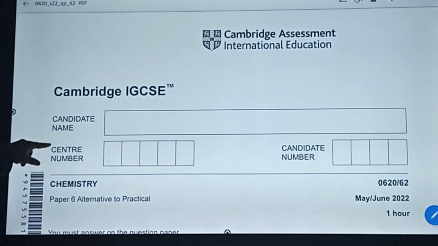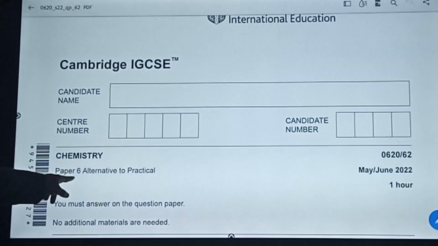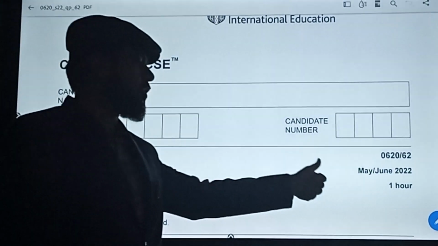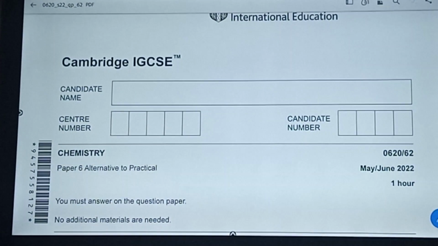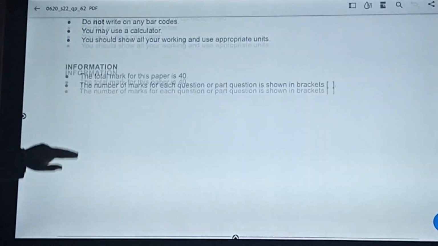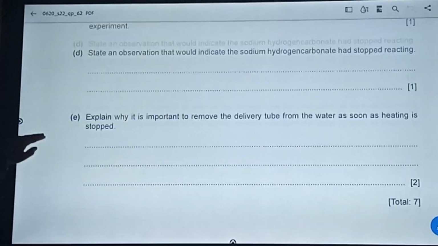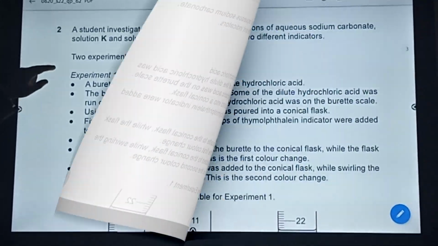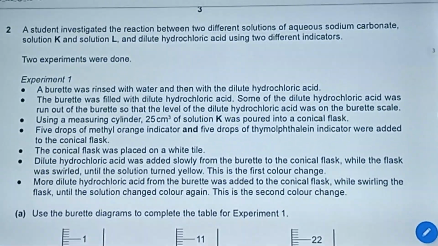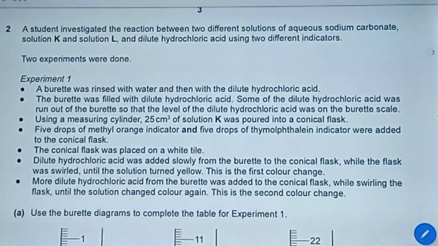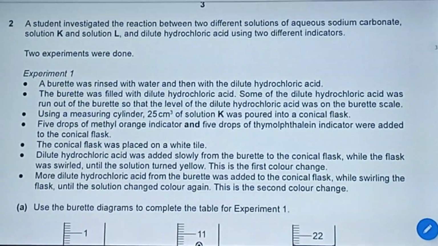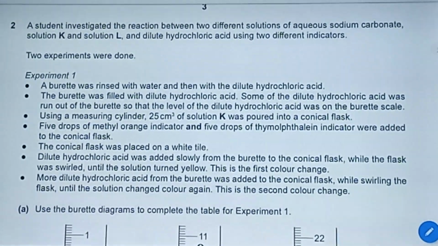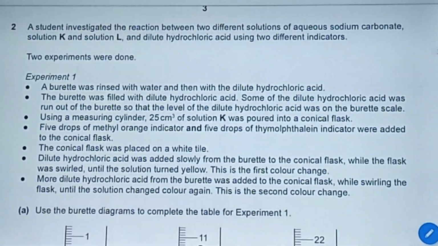This is the paper from Cambridge IGCSE, Alternative to Practical, 0620, May June 2022. We discussed question 1 in our previous video, and now we are jumping straight to question 2 of the same paper. Here he says we are going to investigate the reaction between different solutions of aqueous sodium carbonate, which are solution K and solution L, with dilute hydrochloric acid.